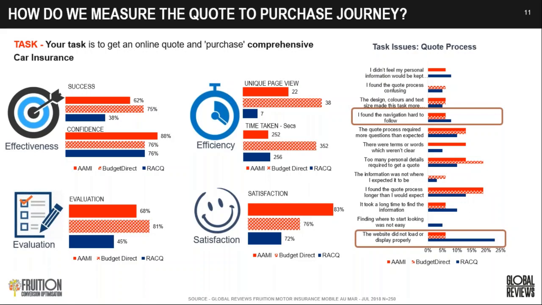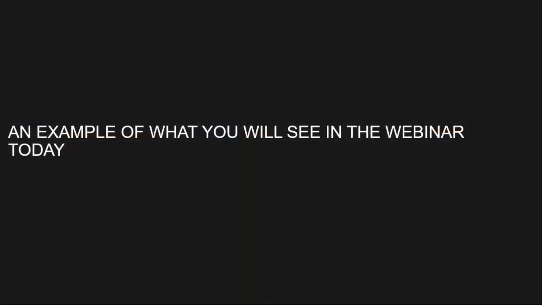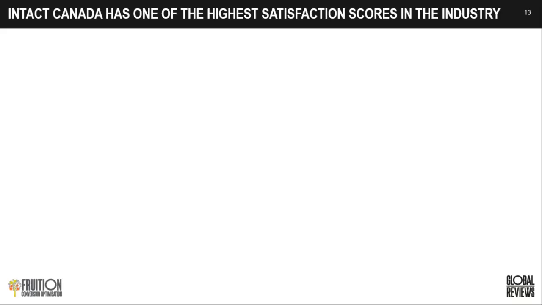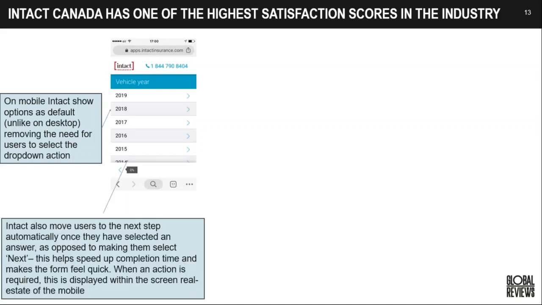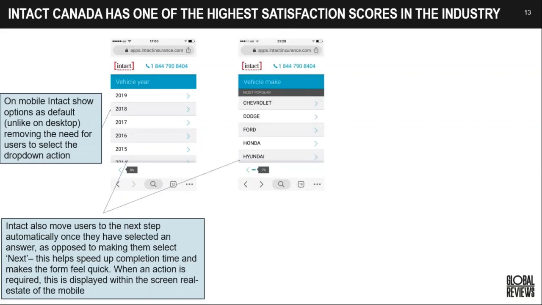Now, let's straight away look at the kind of examples that you can expect to see in this webinar today. Here is a first example of a brand called Intact. That's a motor insurance brand in Canada. What we like about this brand is it's able to vary the experiences on a quote journey across its different platforms, whether it's mobile or desktop. What they really do is present the information in a different way.